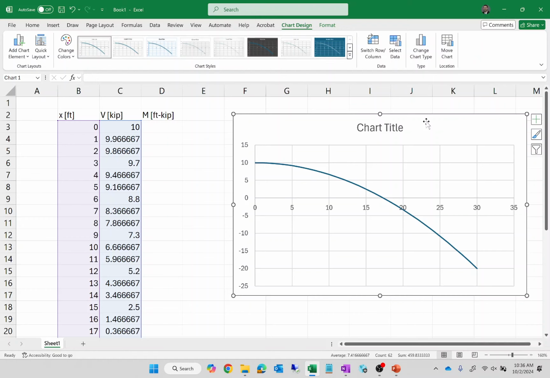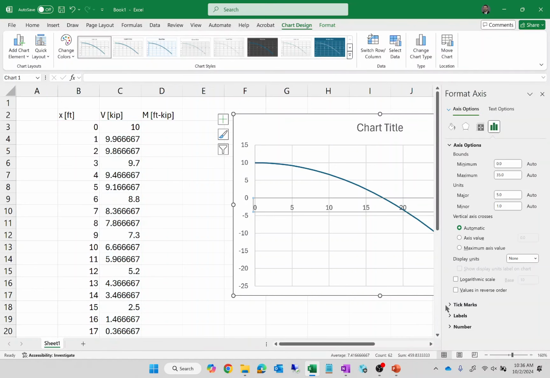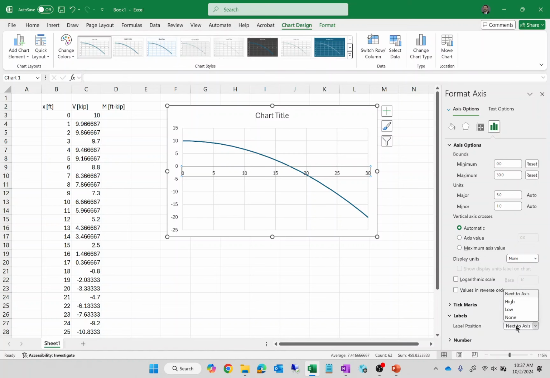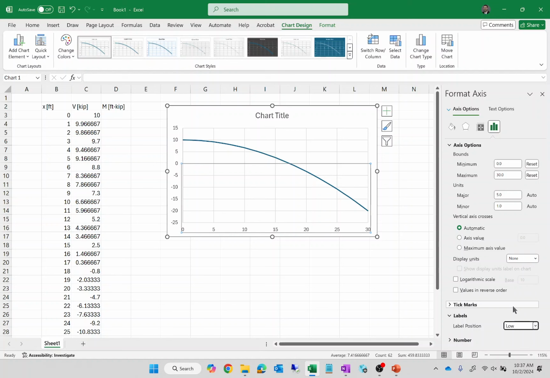Now, no self-respecting engineer is going to just take the Excel plot that it gives you without doing a little bit of work to pretty it up a bit. Let's do some work to pretty this up a little bit. All right, so I'm going to right-click this x-axis. I'm going to hit Format Axis. The axis goes from 0 to 30, because we don't need any trail over. Let's take the labels, put them on the bottom so that I can actually read them.